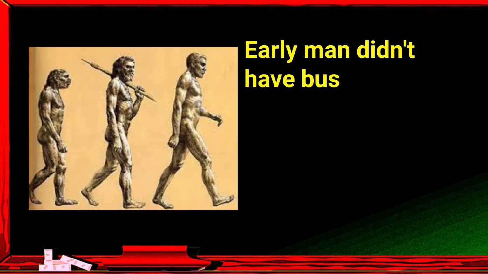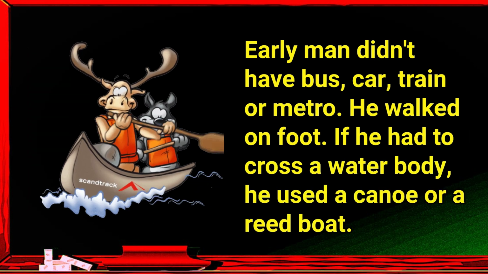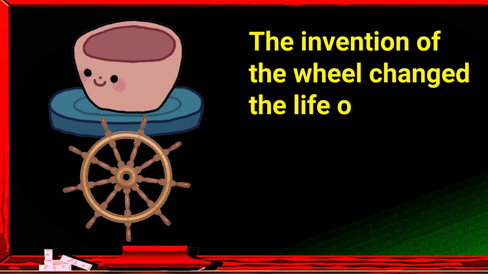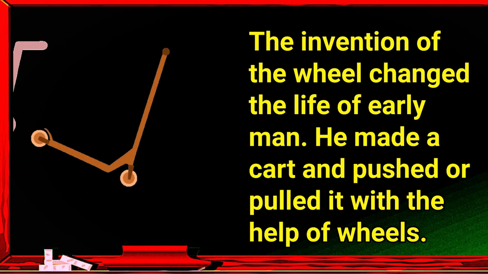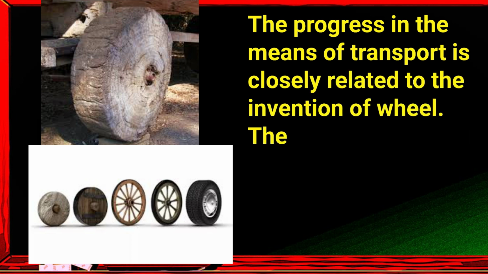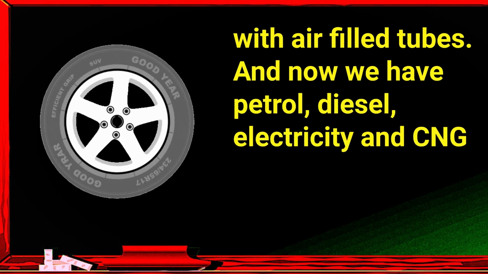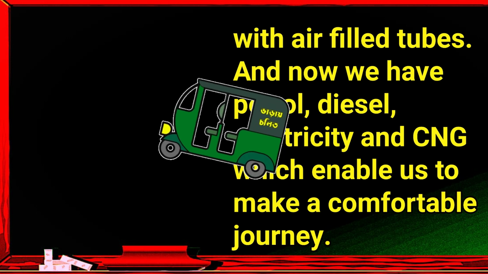Early man didn't have a bus, car, train or metro. He walked on foot. If he had to cross a water body, he used a canoe or a reed boat. The invention of the wheel changed the life of early man. He made a cart and pushed or pulled it with the help of wheels. The progress in the means of transport is closely related to the invention of the wheel. The wheels have changed from round blocks of wood to rubber tires with air-filled tubes. And now we have petrol, diesel, electricity and CNG, which enable us to make a comfortable journey.